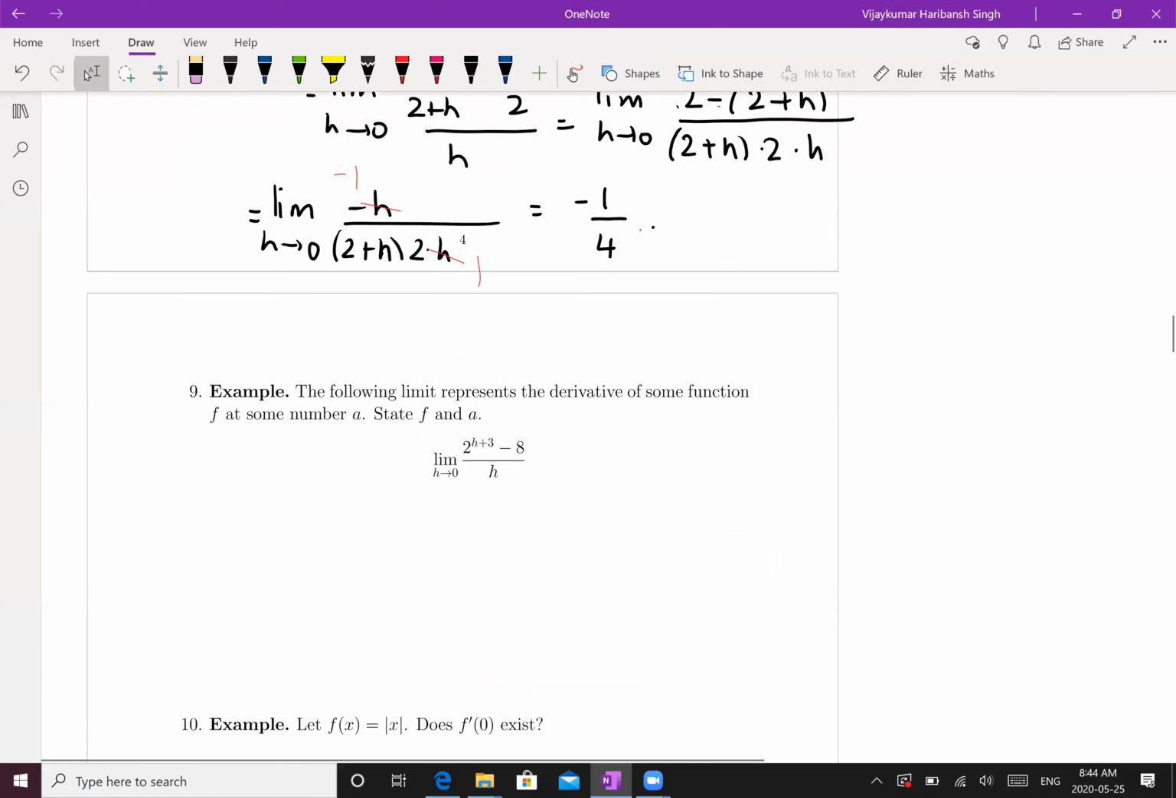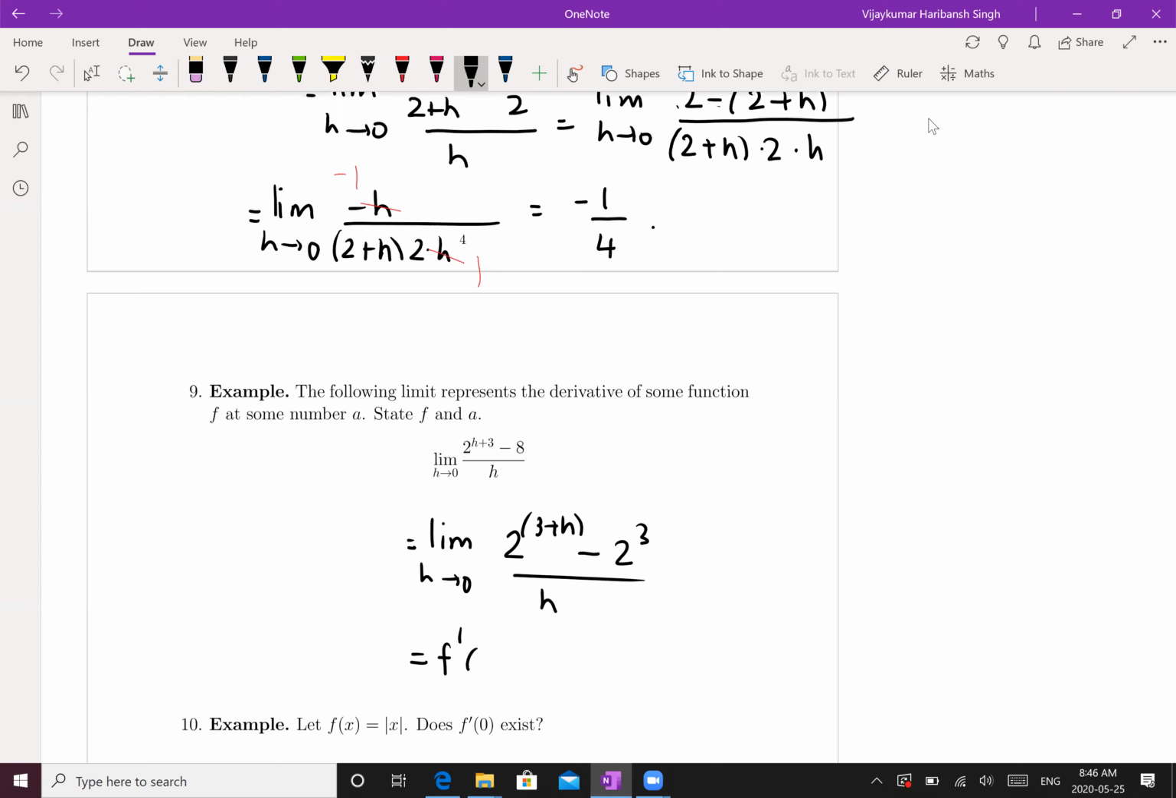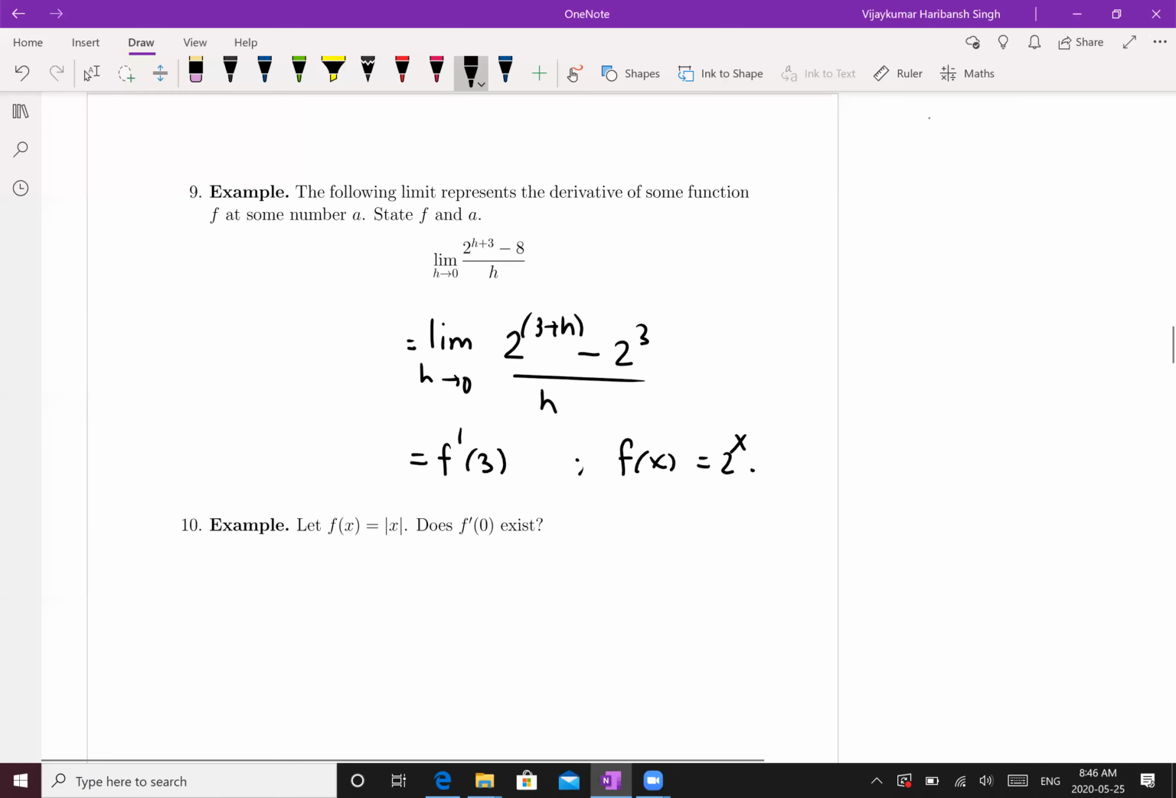Now, can you basically think about what this limit represents? As some of you said, this can be rewritten as the limit as h goes to 0 of 2 to the power 3 plus h minus 2 to the power 3 over h, and this can be seen as f prime at 3 for f of x equals 2 to the power x. All right, so this is the derivative of it. Now, let's look at the next one.